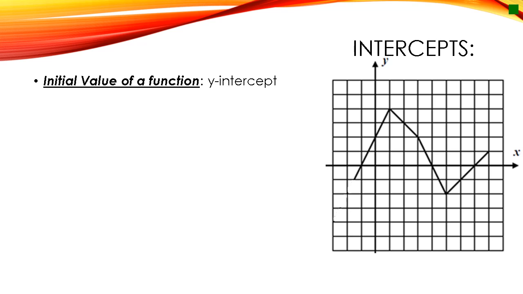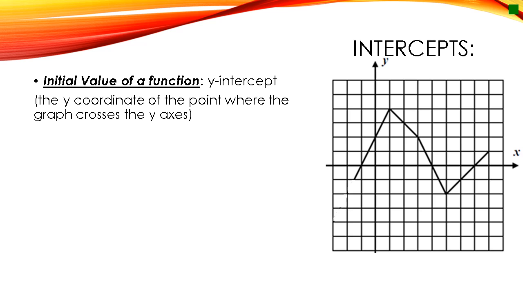The first intercept is the initial value of the function, or the y-intercept. And we said that the y-intercept is the y-coordinate of the point where the graph crosses the y-axis. In this case, it's going to be this point right here. This point where the graph crosses the y-axis is (0, 2). That means that the y-intercept or initial value is 2.